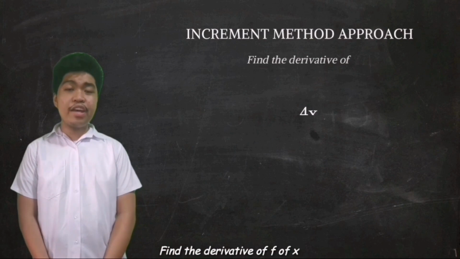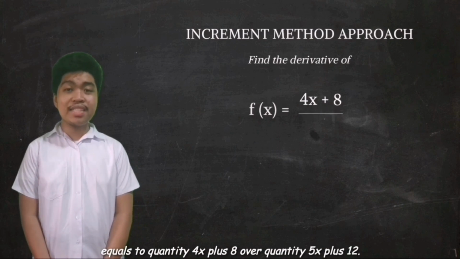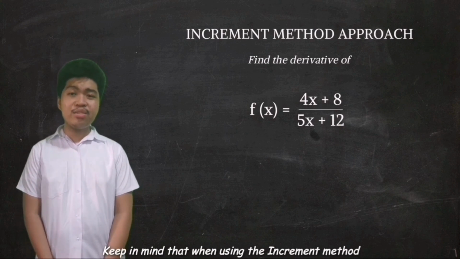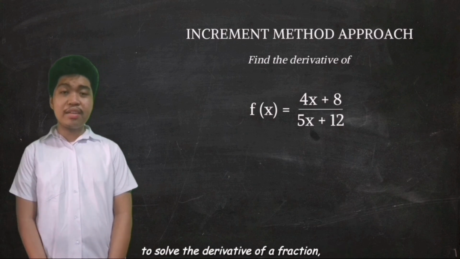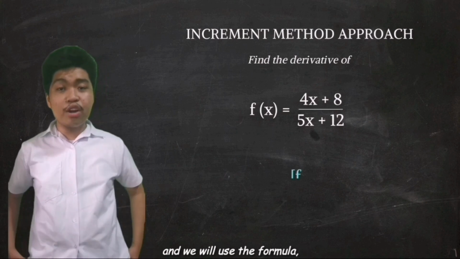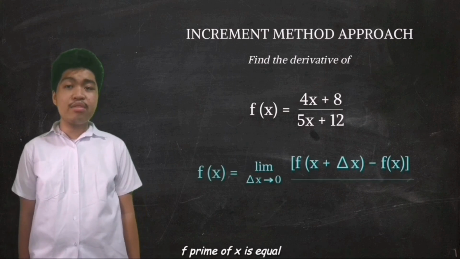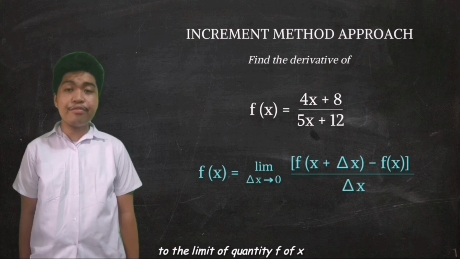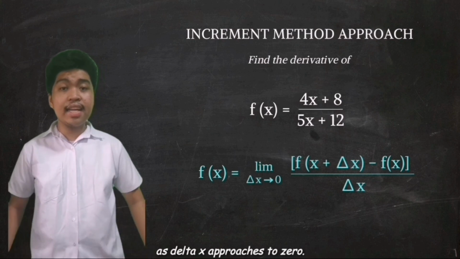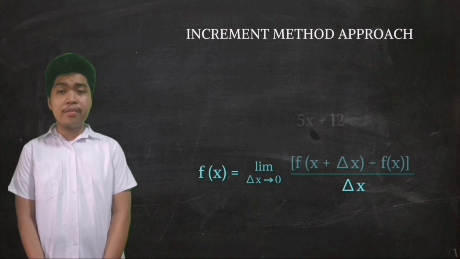Find the derivative of f of x equal to quantity 4x plus 8 over quantity 5x plus 12. Keep in mind that when using the increment method to solve the derivative of a function, we must follow the 4-step rule and we will use the formula f prime of x is equal to the limit of quantity f of x plus delta x minus f of x all over delta x as delta x approaches 0.